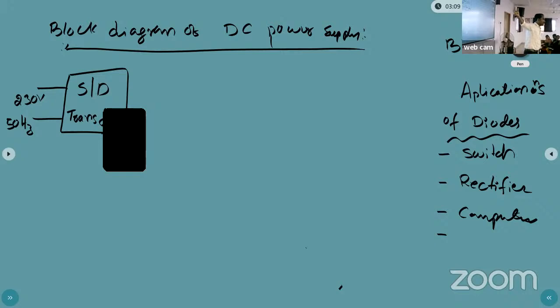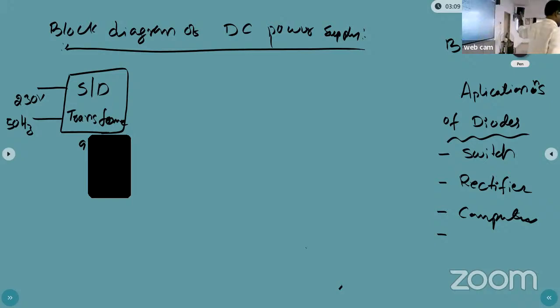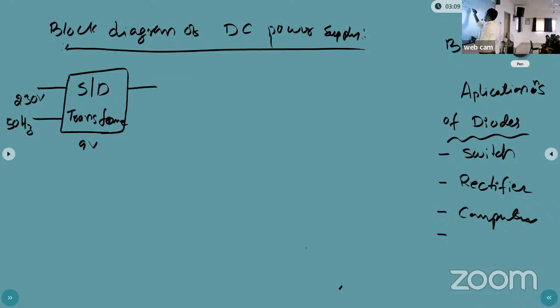We need to reduce the 230 volts into 5 volts. Now we are using, not 5 volts, a 9 volts step down transformer. For example, in the market also 9 volts transformers are available. Why 9 volts? You will understand later. Okay, now what is the output voltage here?